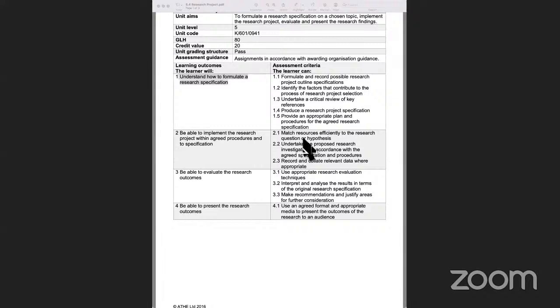So we look in a bit more detail today at what a research question is and what a research hypothesis is, and we look at one or two different types of hypotheses which are generally used to construct the rationale of the research and then test it, by undertaking activities to try and prove it right or disprove it in terms of the conclusions you want to reach for the investigation or research you're carrying out. We'll also look at undertaking the proposed investigation, in accordance with agreed specification and procedures.